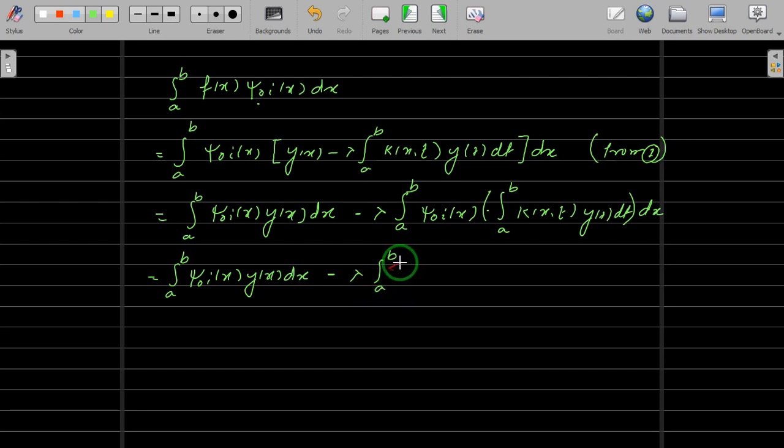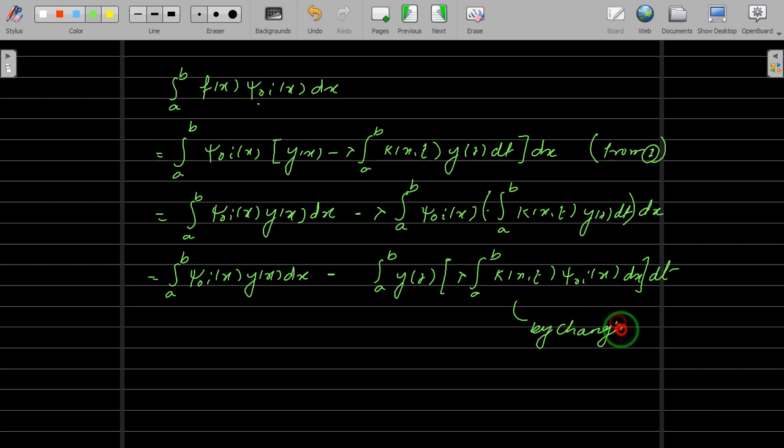So for that, let me write after changing the order like this: y of t, let me put that lambda inside, lambda integral a to b k(x,t) psi 0 i of x dx dt. This is by changing the order of integration. Clear? And then almost you are done. Let me write here itself.